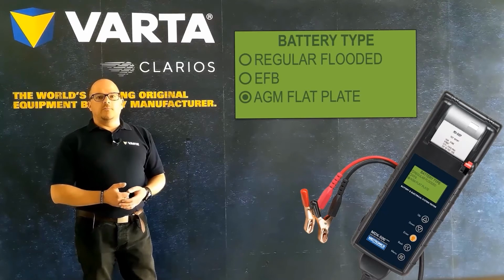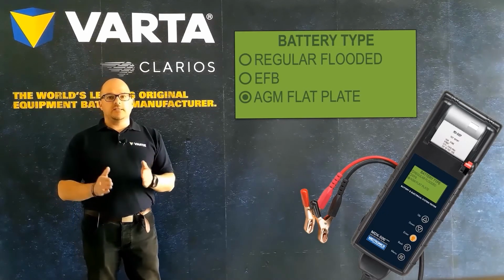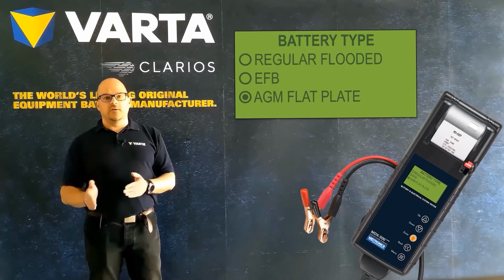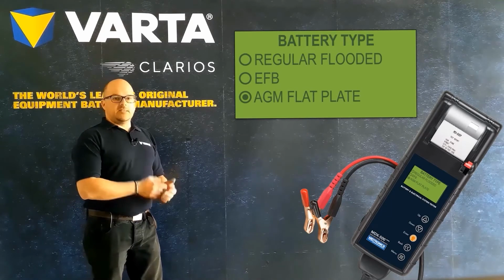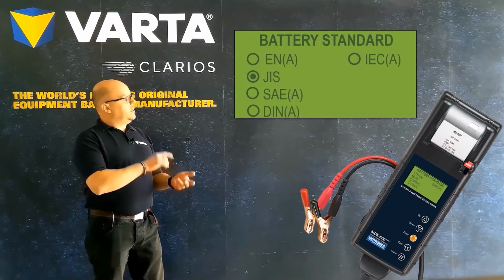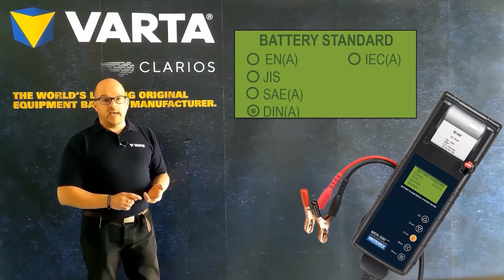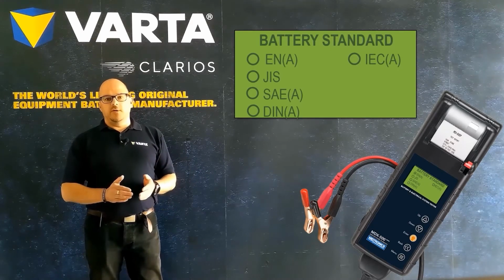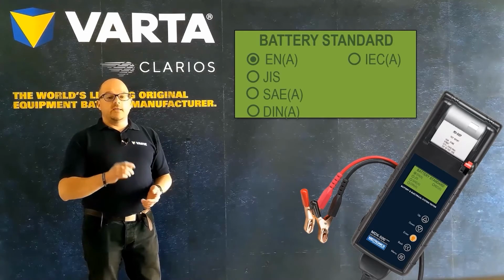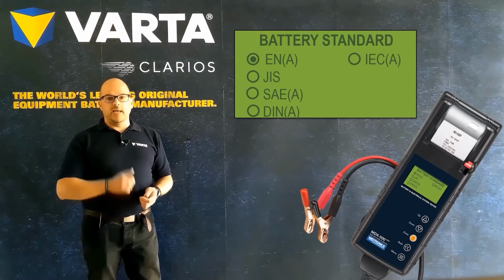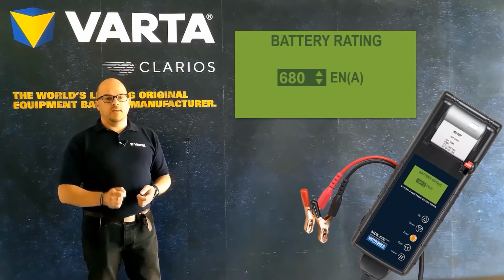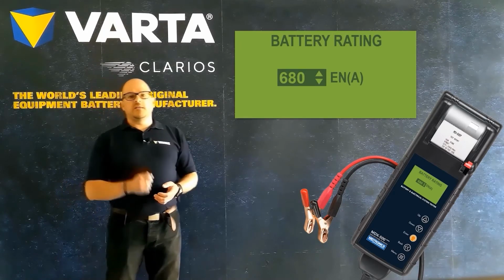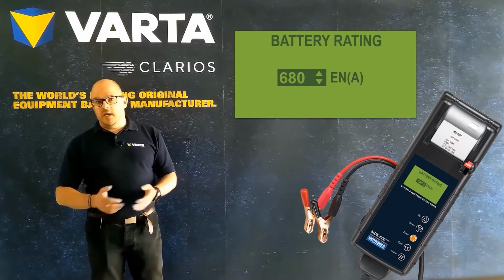This is then followed by selecting the battery standard. This is very important, as if the wrong standard is selected, it will cause incorrect results. So there's EN, JIS, SAE, DIN and IEC. EN is the most likely option for the UK market. So then next select the battery CCA rating and input that into the tester. Now you can perform the test. You may see some of the following messages from time to time, and this is how to overcome them.